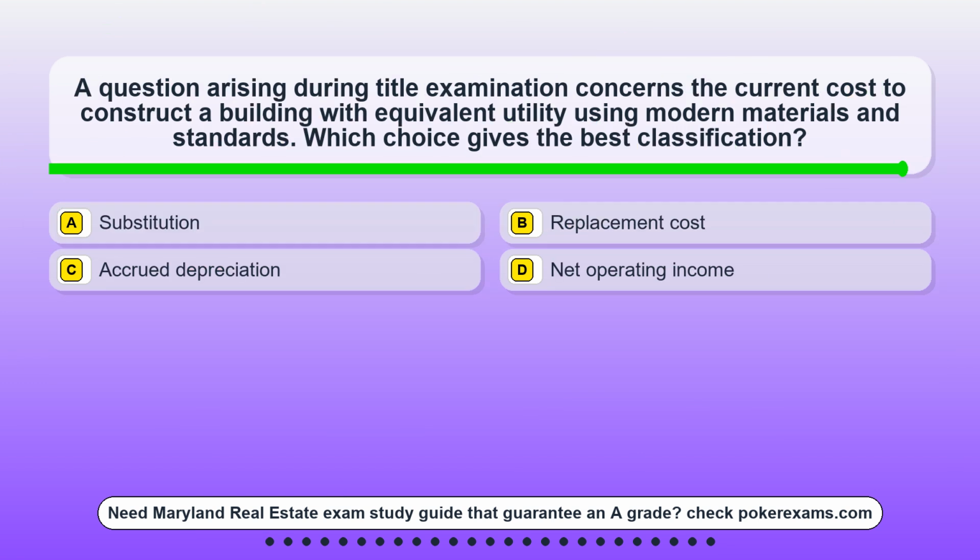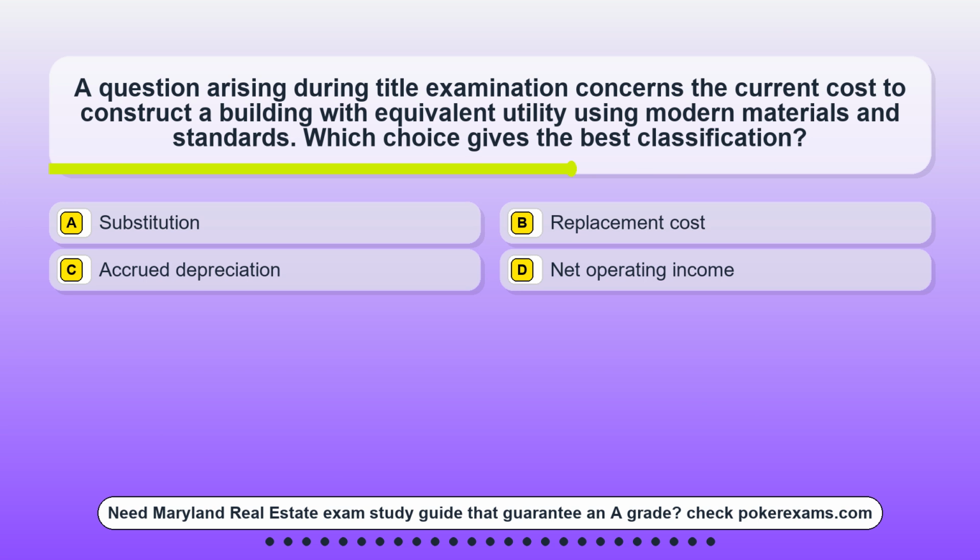Question 8. A question arising during title examination concerns the current cost to construct a building with equivalent utility using modern materials and standards. Which choice gives the best classification? Option A, substitution. Option B, replacement cost. Option C, accrued depreciation. Option D, net operating income.